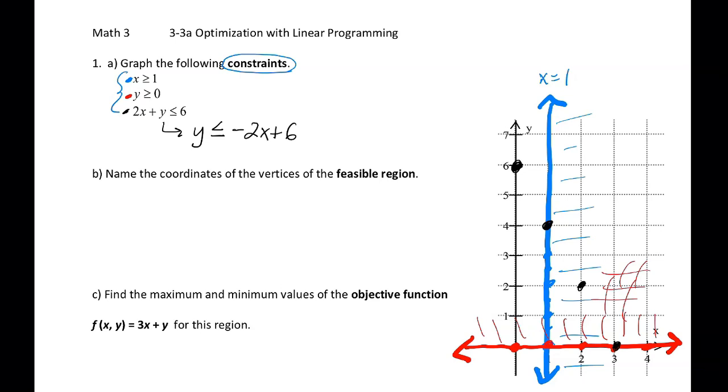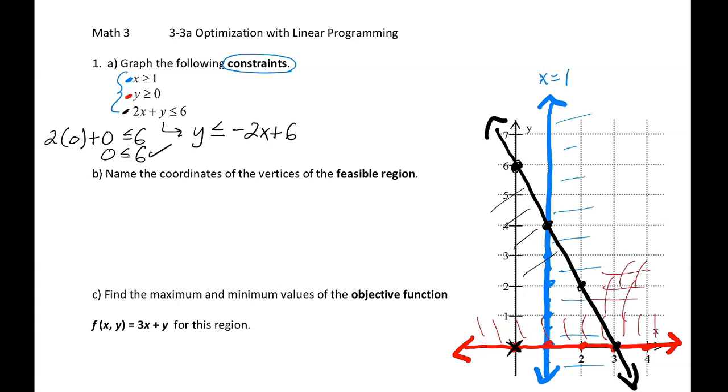We have an equal to, y is less than or equal to, so we want a solid line. And then we just have to figure out shading. So if we test a point like 0, 0, here's 0, 0, the origin. If we put 0, 0 in there, we'd have 2 times 0 plus 0. Is that less than or equal to 6? Well, 0 is less than or equal to 6, so that's true. We're going to shade where 0, 0 is. So we're shading on this side of the black line.